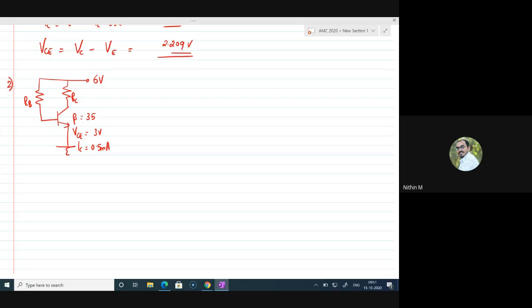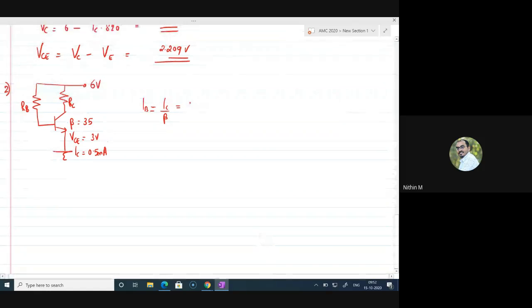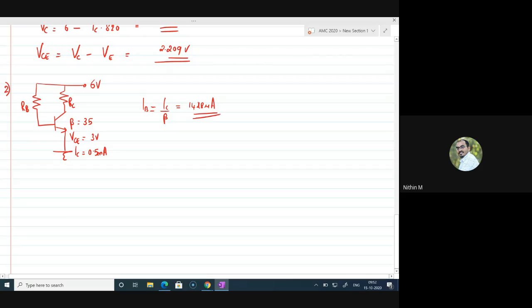Yes, RB is 370K, 371. Very good. So how will you solve? Others who could not solve this, you can just take it from me now. IC is given, so you can directly find IB. IB is nothing but IC by beta. Those who are wondering what this relation of IB and IC is, that also we'll see shortly. So you will get 14.128 microamps. That will be your IB.